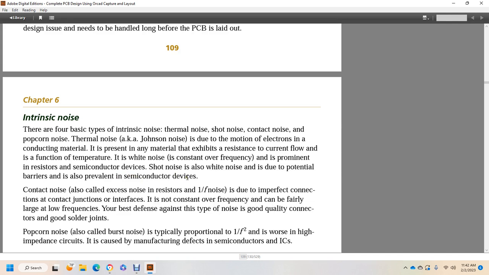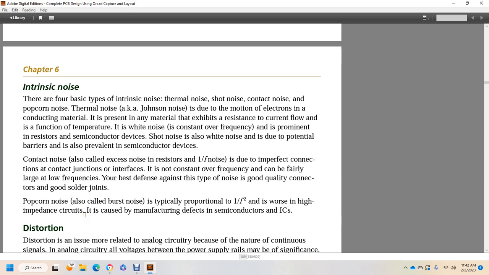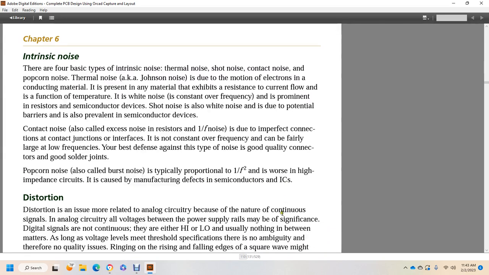Contact noise, also called excess noise in resistors, or 1/f noise, is due to imperfect connections at contact joints and interfaces. It is not constant over frequency and can be fairly large at low frequencies. Your best defense against this type of noise is good quality connections and good solder joints. Popcorn noise, also called burst noise, is typically proportional to 1 over the frequency squared. It is worse in high impedance circuits. It is caused by manufacturing defects in semiconductors and integrated circuits.